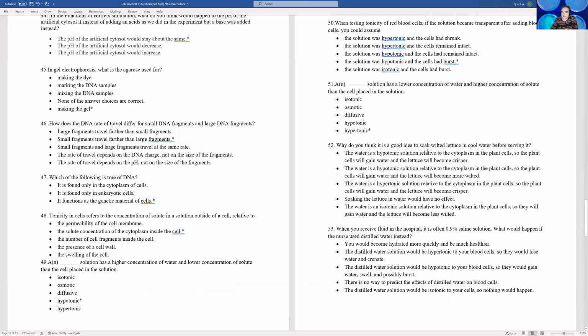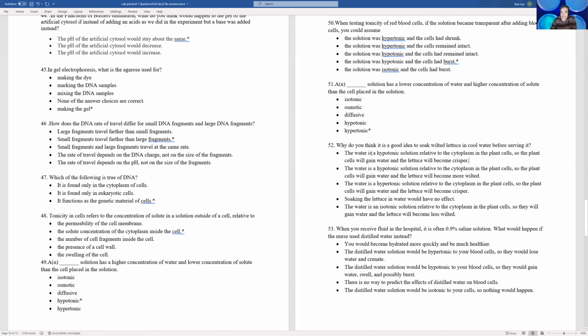Why do you think it's a good idea to soak wilted lettuce in cool water before serving it? This has to do, again, with tonicity. If it's a wilted leaf, that essentially means those plant cells don't have very much water in them. As we add water to plant cells, they become more solid, like a water balloon. When the water balloon is empty, it's pretty flimsy, but as you add water to it, it has more shape and becomes more solid. It's the same thing with these plant cells. If we can somehow get water into those cells, then they'll become more rigid, a little bit sturdier, or crisper.